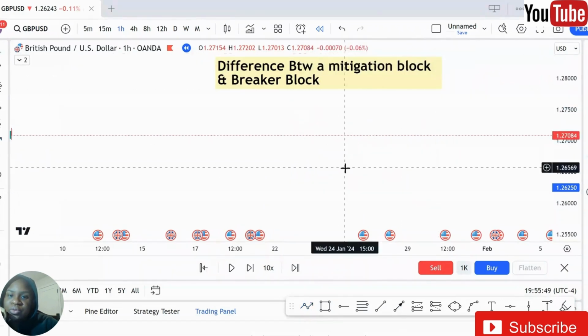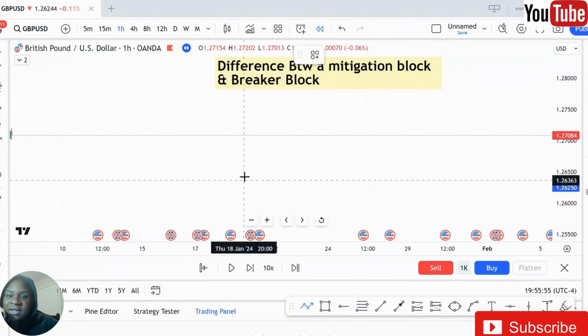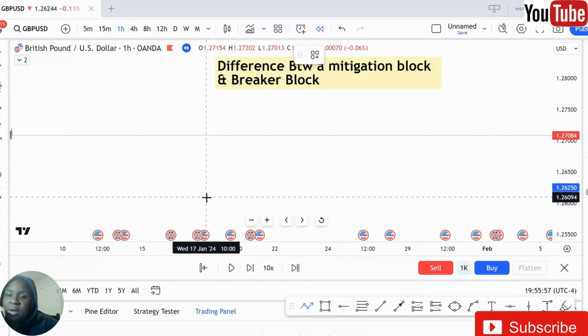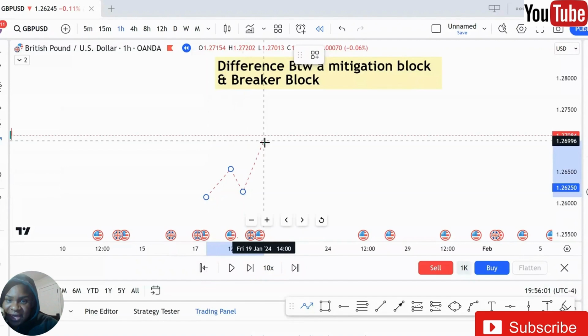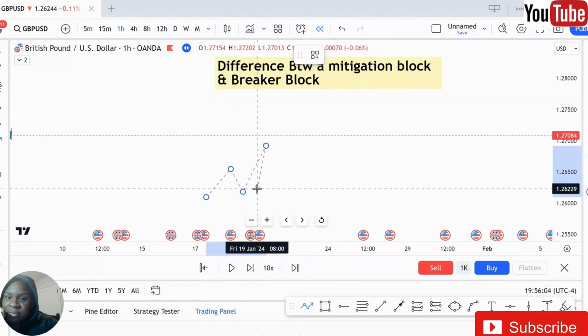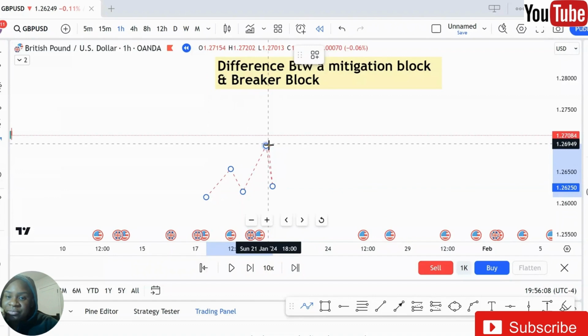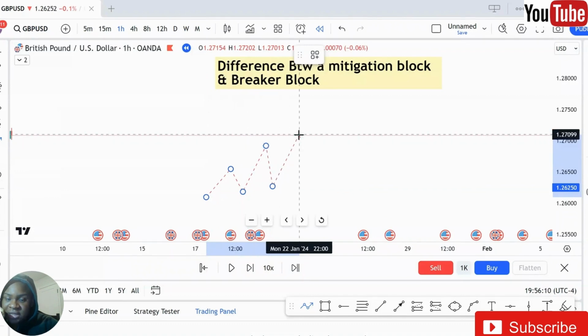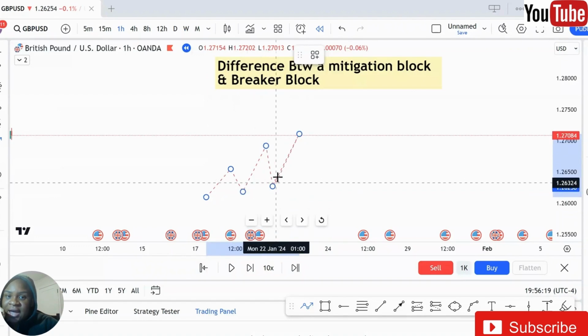Now, how do we know a mitigation block and how do we know a breaker block? Now, when market does, for a bullish momentum, higher high, higher low, higher high, it mitigates an order block or a fair value gap here, higher low. It goes about and breaks the higher high here. That is for the normal trend for a bullish momentum, right? It fills the order block, it breaks the higher high, and it moves up.